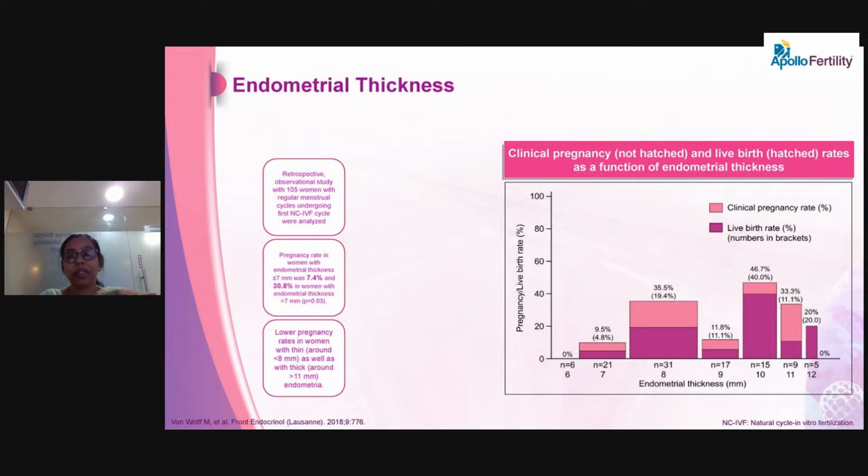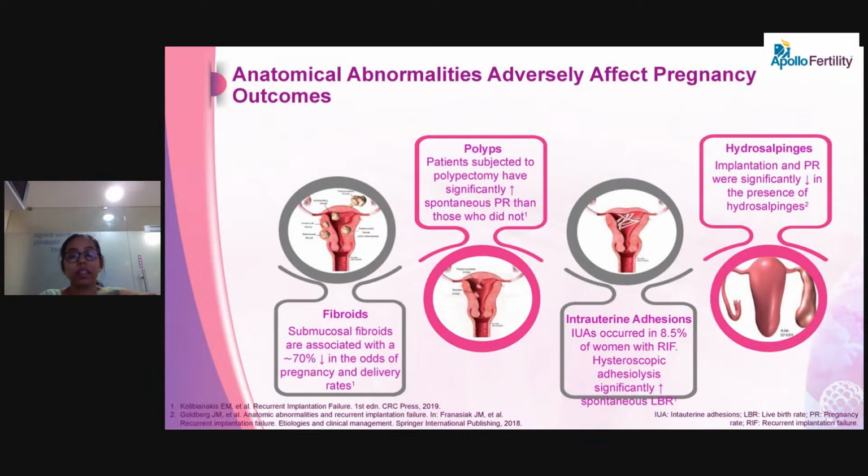The clinical pregnancy and live birth rate have a direct correlation with the endometrial thickness, and it is universally accepted. Next, looking at the uterine cavity abnormalities which could lead to repeated failure. Mostly a small submucous fibroid which is indenting inside the cavity can lead to a failure. Submucosal fibroids, if they are present, are associated with a 70% decrease in the odds of pregnancy and delivery rates.